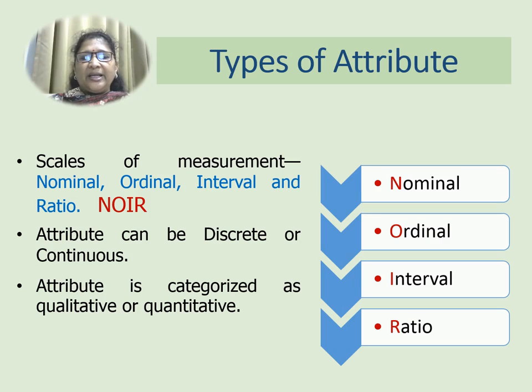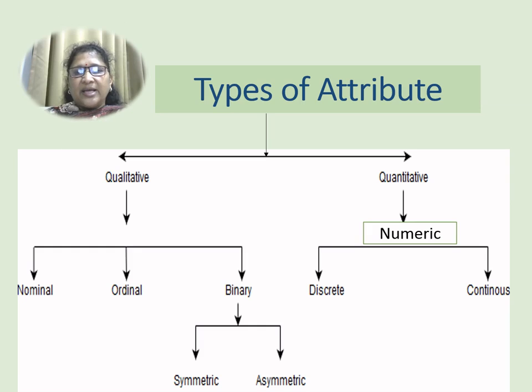Attributes can be discrete or continuous. Attributes are also categorized as either qualitative or quantitative. Let's learn these four kinds of attributes. Let us learn about what is discrete, continuous, qualitative, and quantitative. This diagram indicates the same categorization of data. It is either qualitative or quantitative.